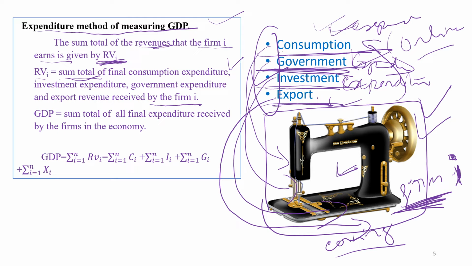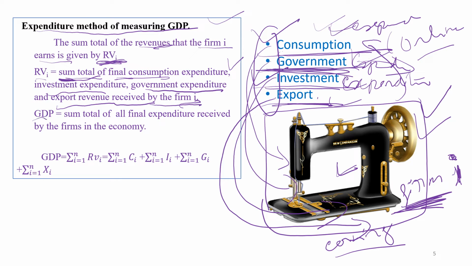I repeat once again, it is the sum total of final consumption expenditure from consumers. It receives receipts that we call consumption expenditure. From private investors, it receives receipts that we call investment expenditure. Government may also purchase these types of machinery, and government can have consumption expenditure and investment expenditure. Together we call it government expenditure. And the export revenue received by the firm.